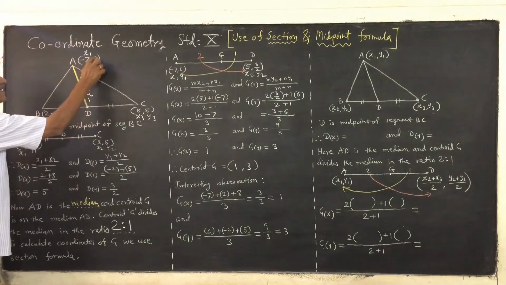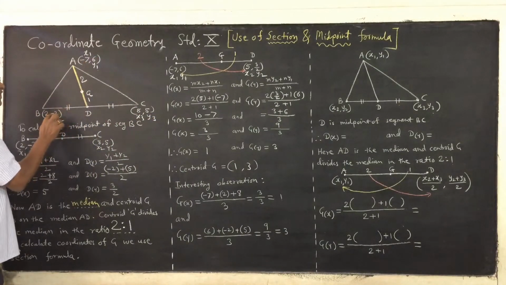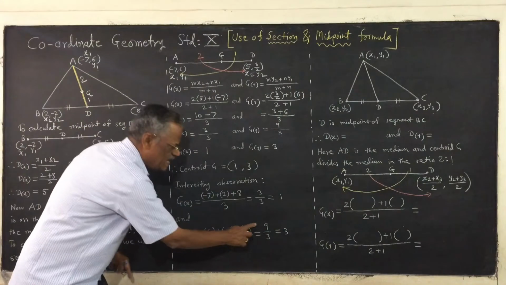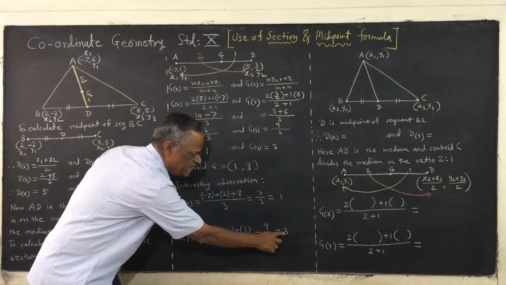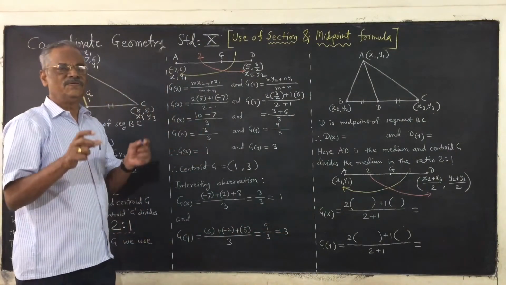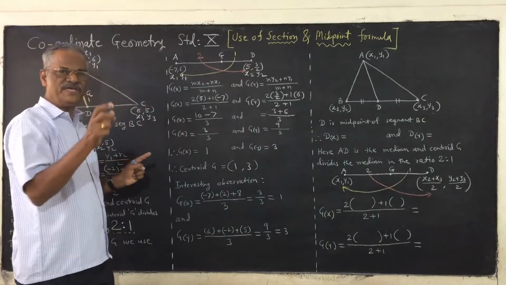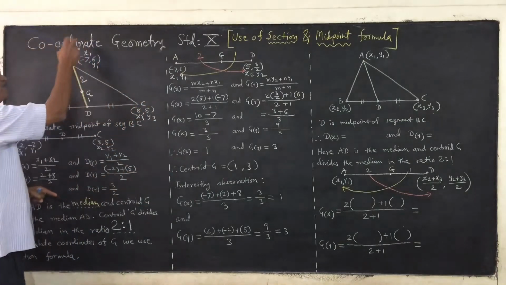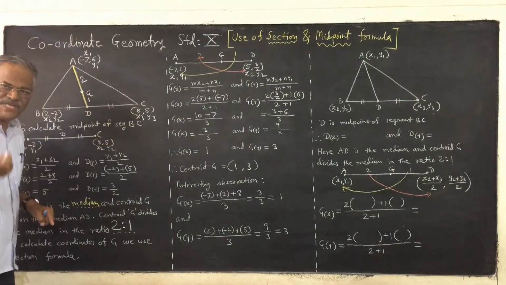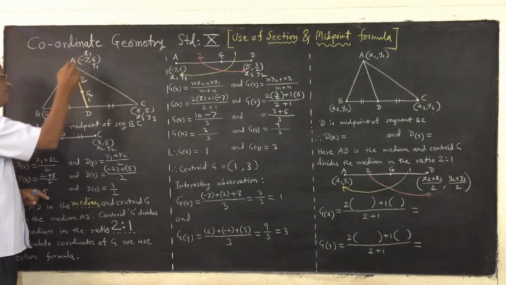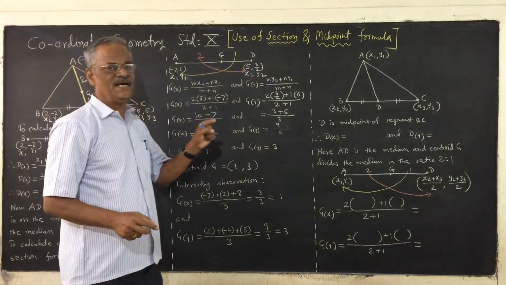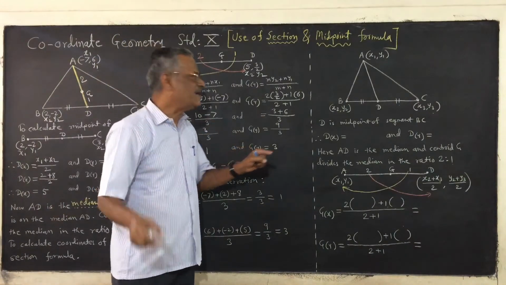You can add y1, 6, minus 2. What is that? 4 plus 5 is 9. You are getting 9 total, and 9 divided by 3, you are finding 3 there. So this is by observation. We can calculate the centroid by adding x1 plus x2 plus x3 upon 3, and for the y coordinate, y1 plus y2 plus y3 upon 3. Now let us see how that formula can be derived.